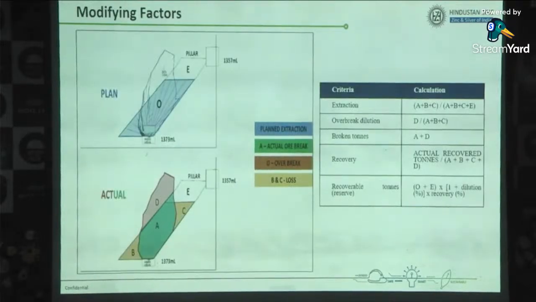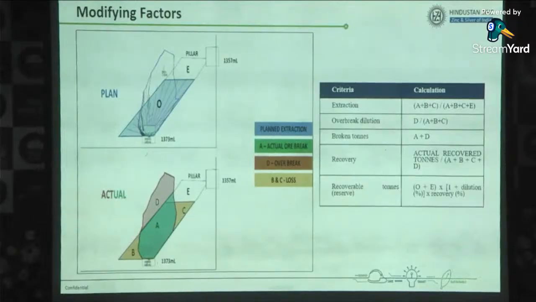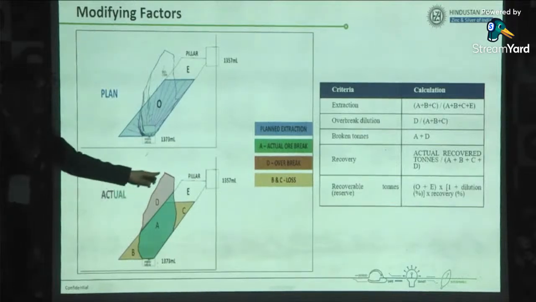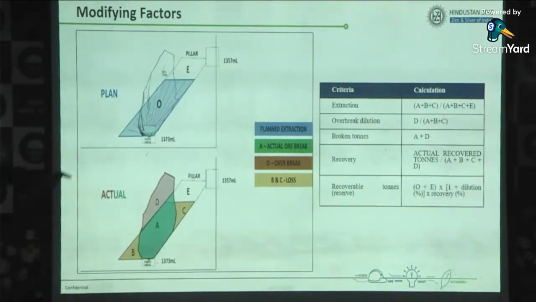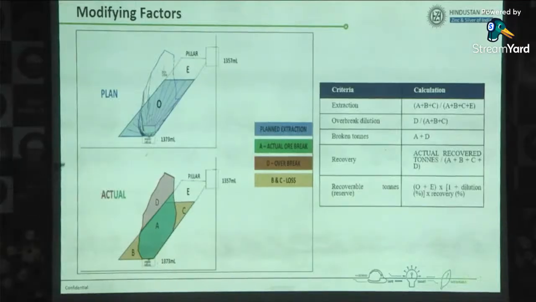These are some modifying factors on extraction of a particular stope. If we can see, this is our planned mine boundary, and this is what was actually broken. So there will be some external and internal dilution also, which you need to consider while planning the schedule. External dilution is what? The part indicated in red color, D, is the external dilution. So extraction is (a + b + c) divided by (a + b + c + e). Whatever I have extracted, that is extraction. Overbreak, that is the d part.